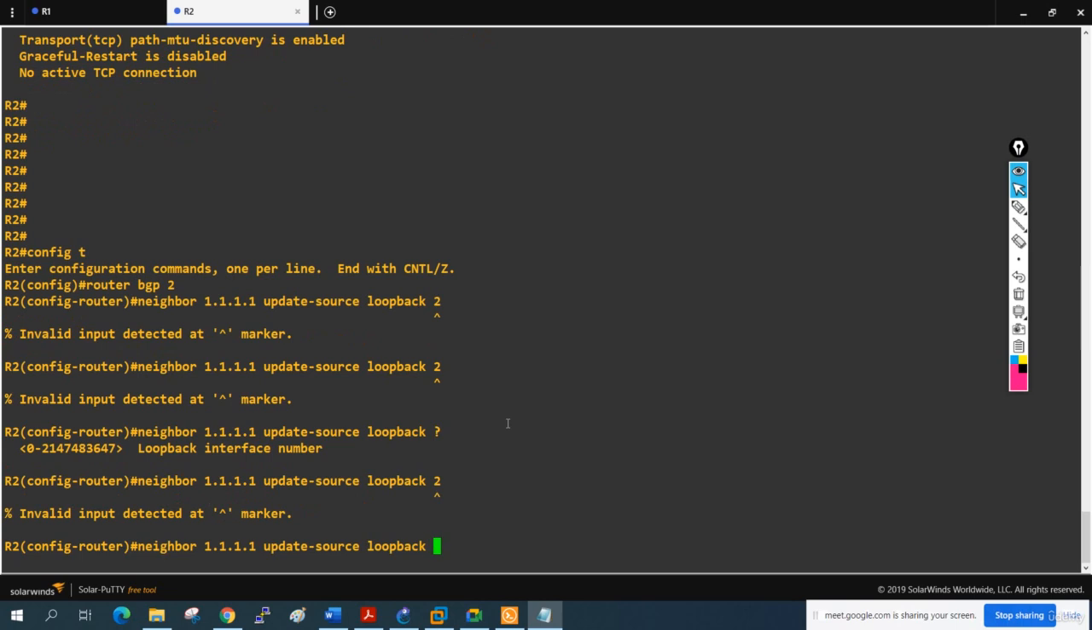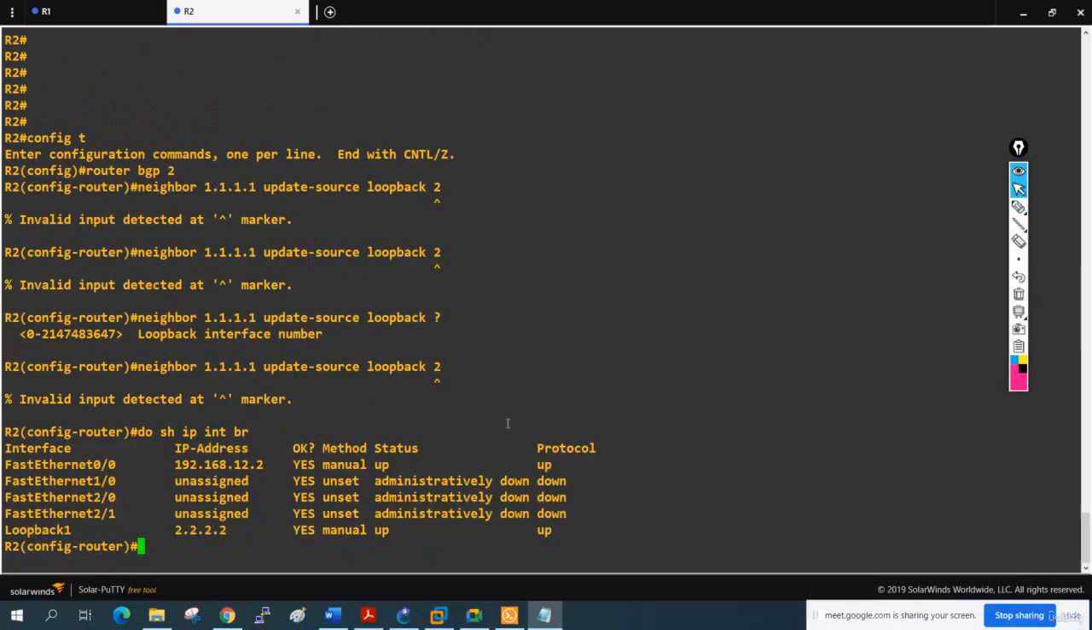Let me check first of all what loopback we have here. Do show IP interface brief. Here if you see we created loopback 1. So I am giving loopback 2. So let me correct this one or give loopback 1 here.